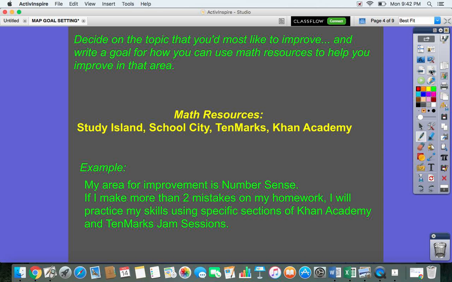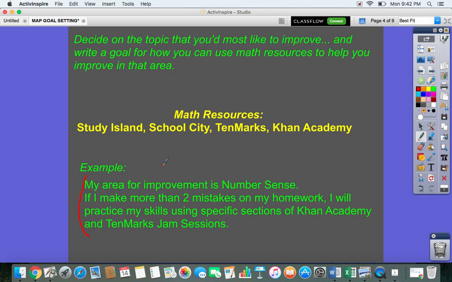Because what you're now going to do is pick the topic that you'd like to improve, and you're going to write a goal for how you can use our district's math resources to help you to make improvements in that area. All right, so here's a list of our math resources that we use. And then here's an example of a goal that you might be setting.